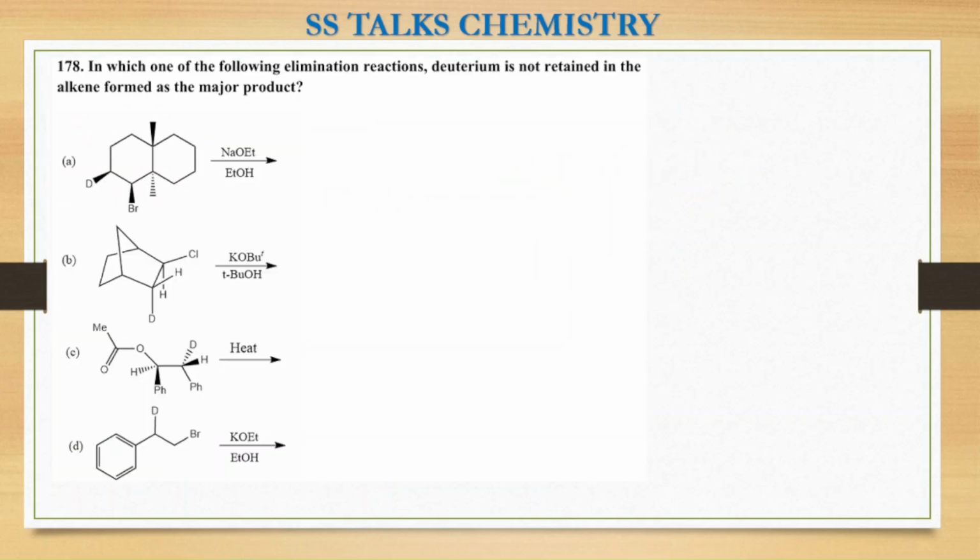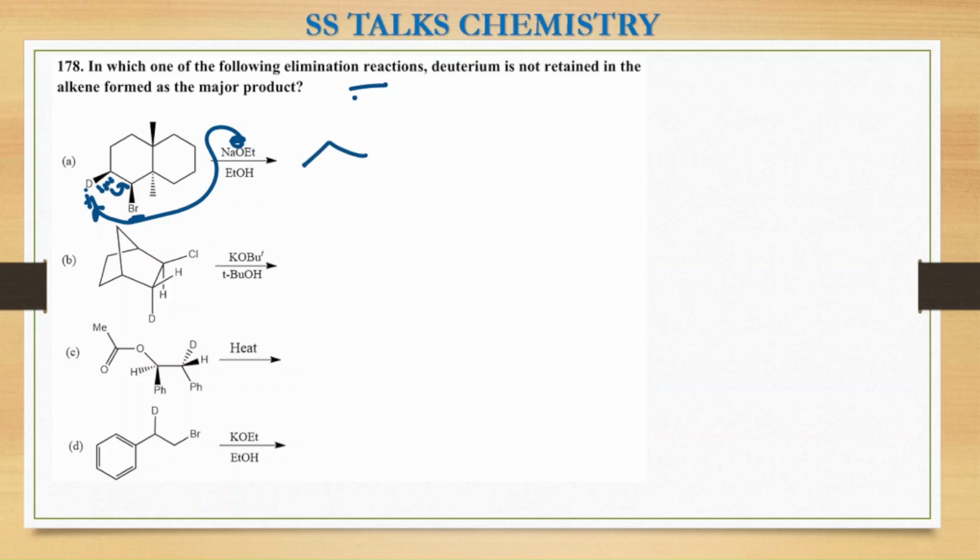Now let us move on to the next, that is this one. In this we have to find in which of the following elimination reactions deuterium is not retained in the alkene formed as the major product. Okay. So here the Br group is present at the wedge position. Here the hydrogen atom is present at the dash position, whereas deuterium is at the wedge conformation only. For the elimination to take place, they should be anti-periplanar. So NaOEt will be abstracting this hydrogen atom and not the deuterium atom. So deuterium will be retained in the final product, right?